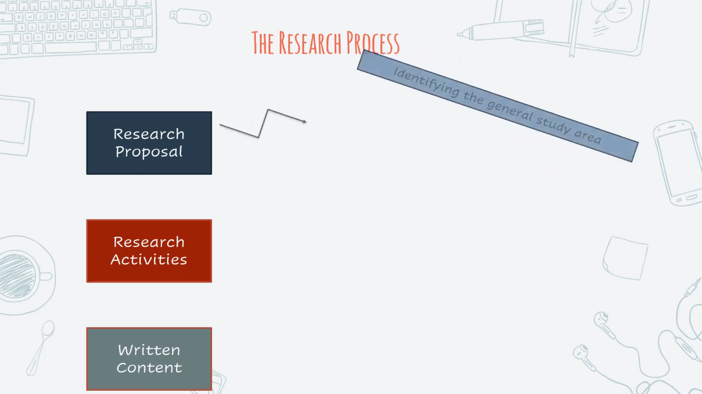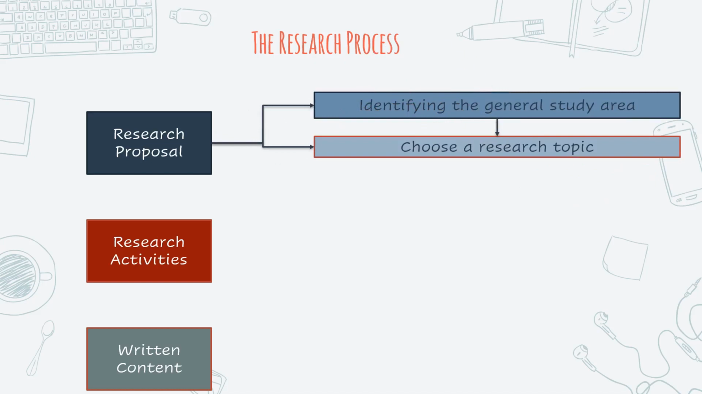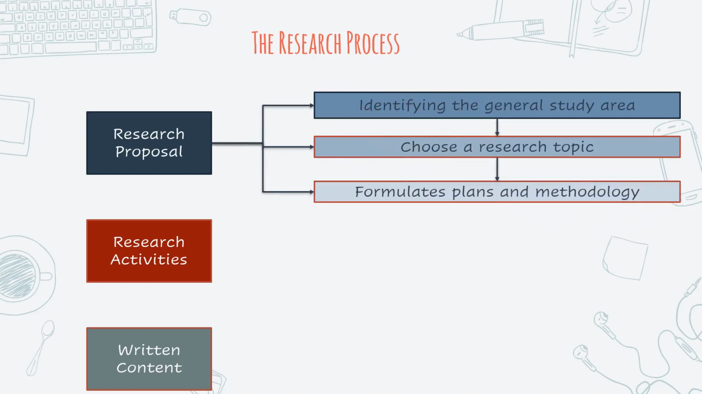We have first, identifying the general study area. Next, we have choose a research topic, and formulate plans and methodology. So in identifying the general study area, the researcher needs to select a research topic that is within his or her subject area of interest. The field of interest may further branch out to a wide range of areas. For this reason, it is important for the researcher to pick a study area to explore that will serve as the general field of focus on the research.